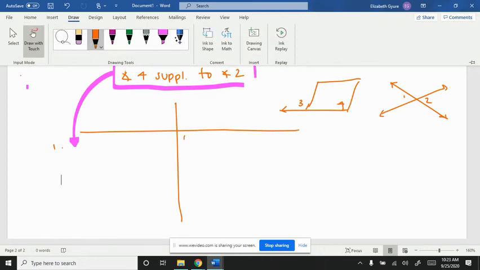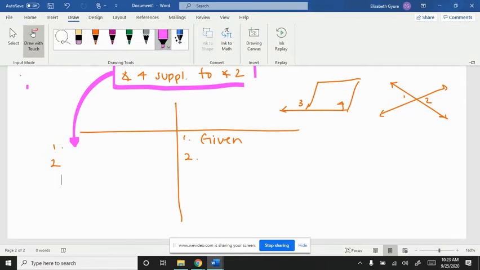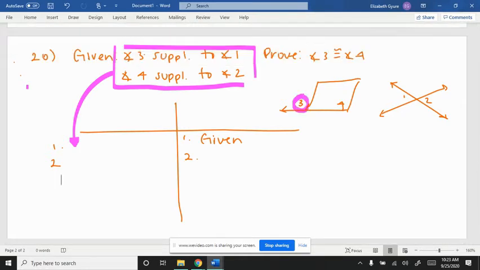So here's your given. So let's take a look at our picture. Let's plan this out. What are we going to do? We want to prove that angle 3 is congruent to angle 4. And we are given that 1 and 3 are supplementary and 4 and 2 are supplementary. This is very similar to that first proof that we did. I think it was number 15, the one Brock asked for. It's kind of a different picture.